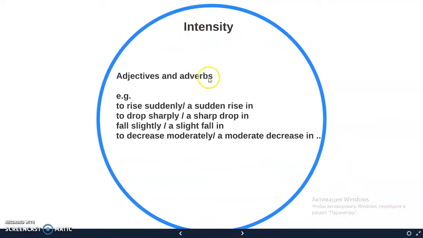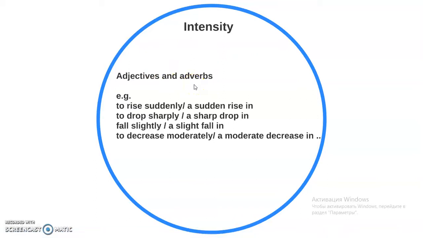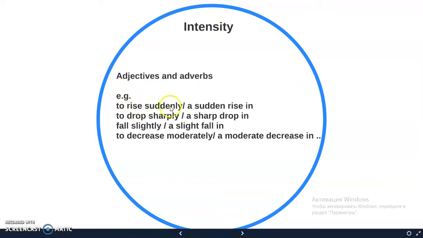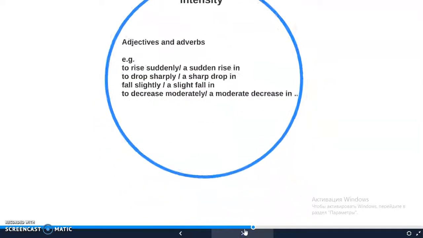Intensity means using adjectives and adverbs in order to show how quickly or how slowly the trend is going up or going down. For example, to rise suddenly, a sudden rise. You see, this is a nice structure. Rise is used as a verb and suddenly is used as an adverb, but here sudden is used as an adjective and rise is a noun. So this is a change of structure. To drop sharply, a sharp drop in. Fall slightly, a slight fall in. To decrease moderately, a moderate decrease in. So you will have to master these two structures well.